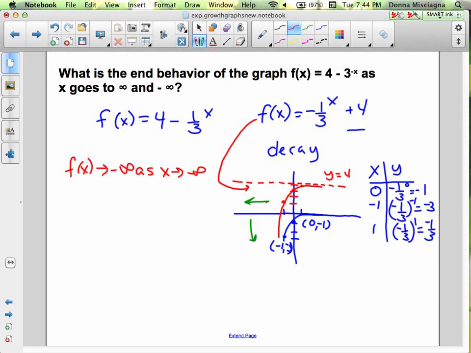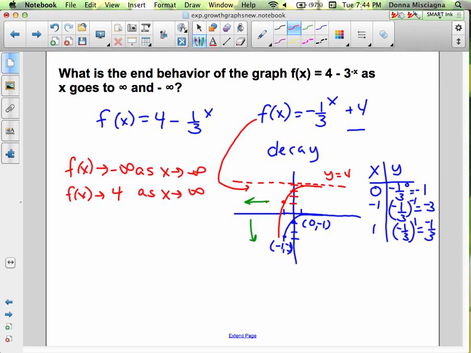And our functions are always going to head to the asymptote at some point. Decay is going to head to the asymptote as x approaches positive infinity, and we went through that. Oops, it's not going to approach infinity, it's going to approach the asymptote. So our function is going to approach the asymptote as x approaches infinity. So our function is going to approach 4.